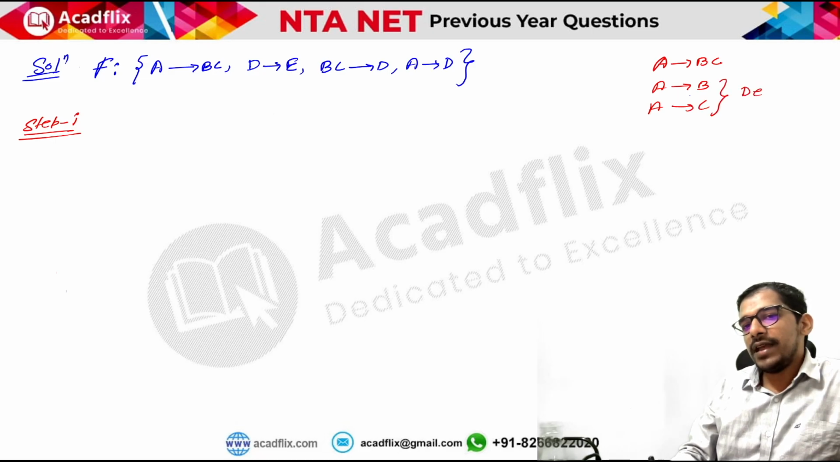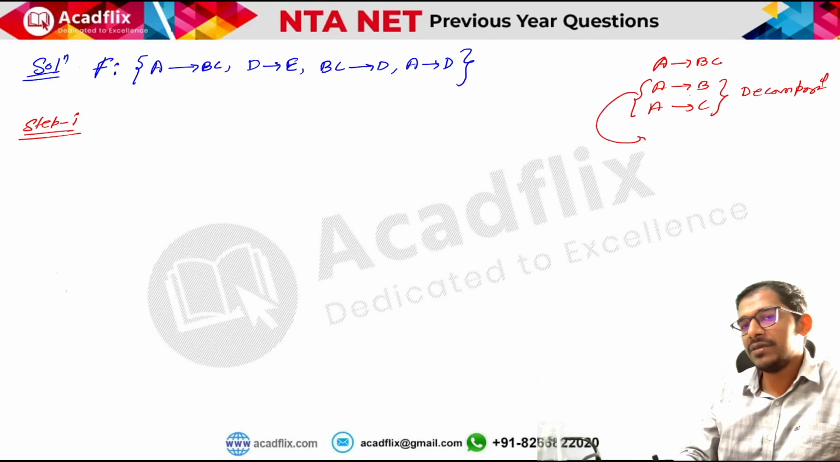Okay, and then we have a union rule. What does the union rule say? The union rule says the opposite of this. It says that if you have A tends to B and A tends to C, you can combine them and write it as A tends to BC.